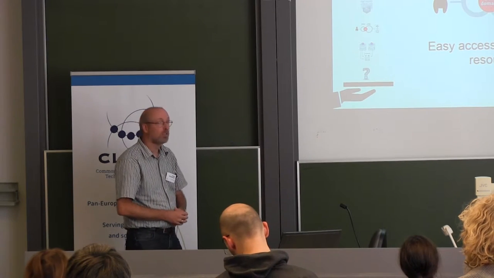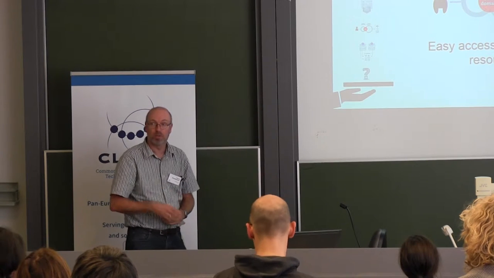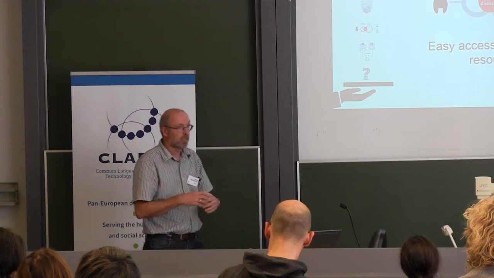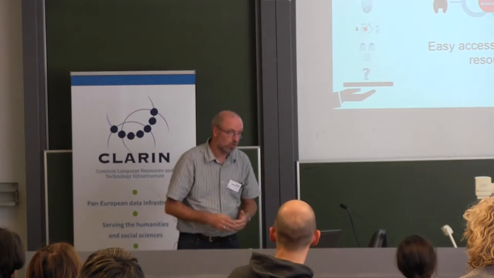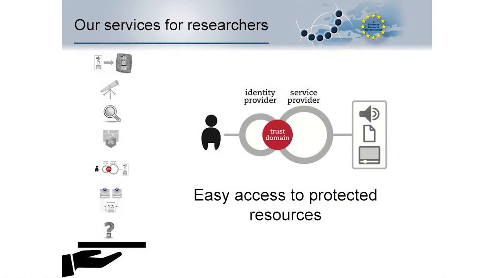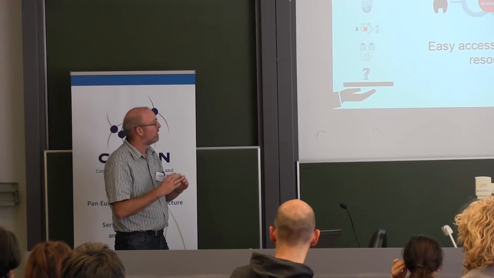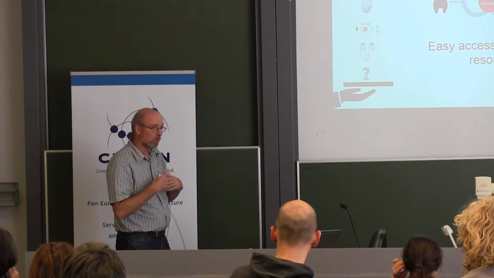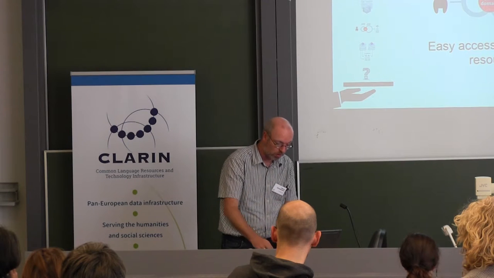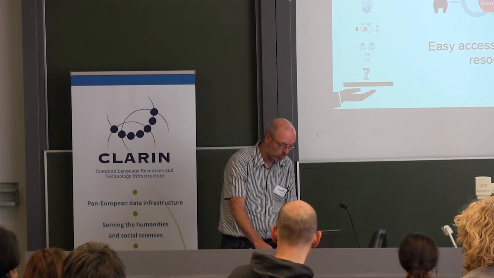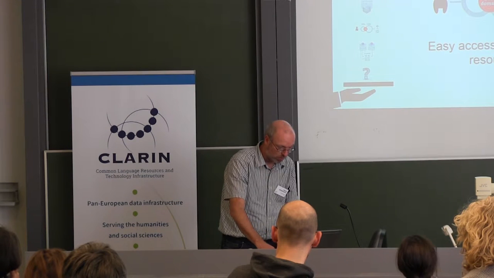Of course, sometimes resources are protected because they have IPR issues. For example, the Royal Library has things that are only available to researchers. So it would be very nice if you are able to access these resources just with your institute's credentials. And that is what is done using these identity providers and service providers. There's a kind of trust domain between them, which is the federation. The CLARIN centers cooperate in this federation, and they also cooperate with national federations, which make it easy for you to just use your credentials to get to all the protected resources if you are allowed to access them.